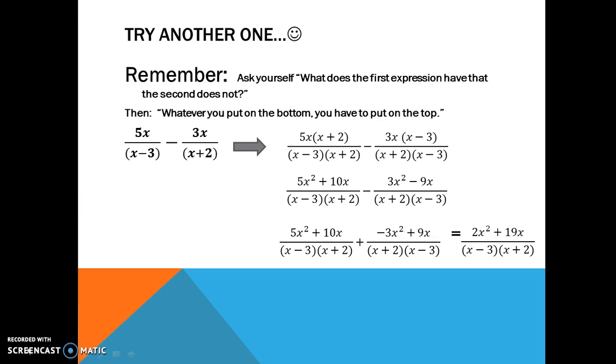As you can notice here, my denominator only changes from the first step to the second step, and then from there on I just can bring it down, bring it down, bring it down. So 5x squared and negative 3x squared gives me 2x squared, 10x and 9x is 19x.